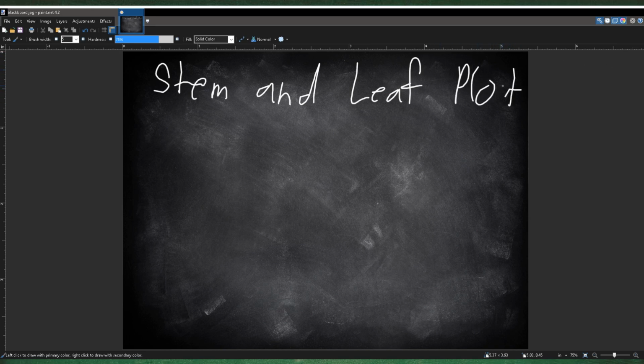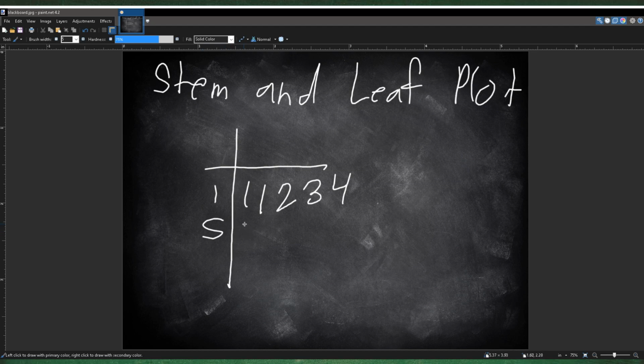Okay. So these basically show individual values in a chart-like way. So imagine you have something like 1 | 1, 1, 2, 3, 4. Actually, let's say 2 here. You have 5, 6, 7, 9, then 3 and you have 1, 2, 2, like 3 or something.